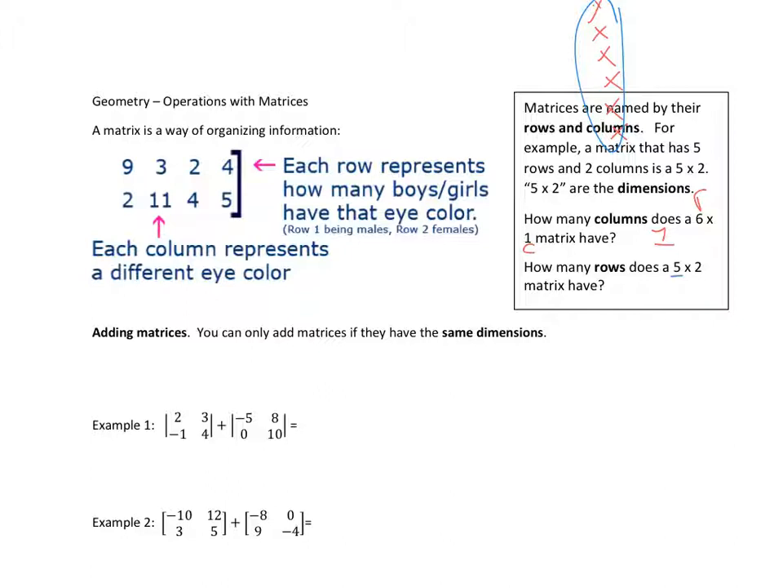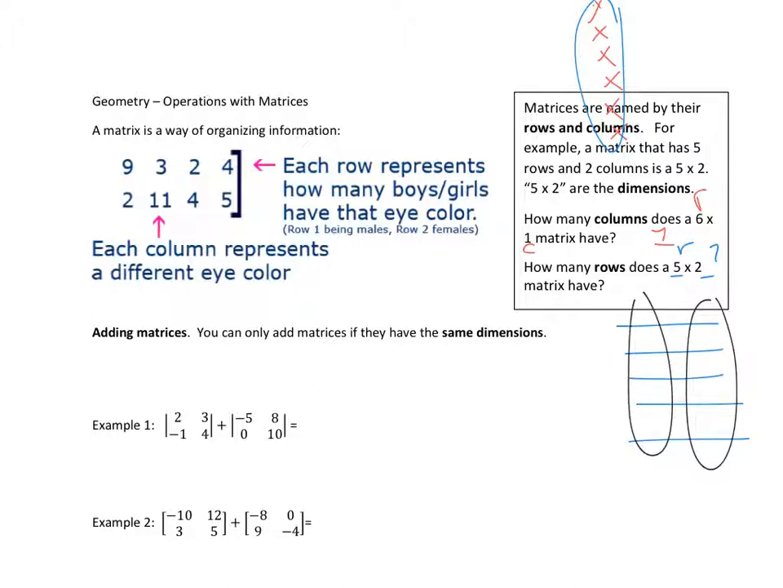How many rows does a 5 by 2 have? So rows, columns. So it has 5 rows: 1, 2, 3, 4, 5. And then there's 2 columns of numbers. So that's called the dimensions.